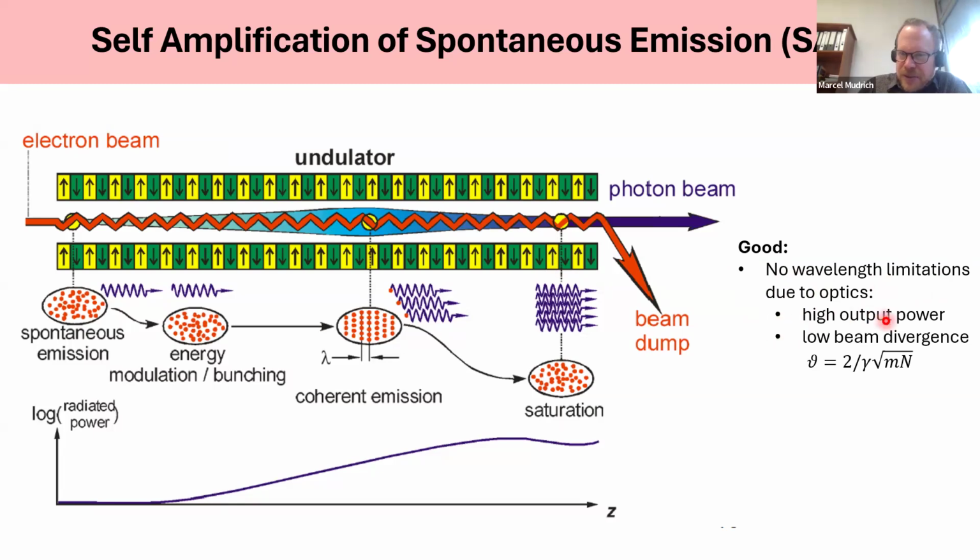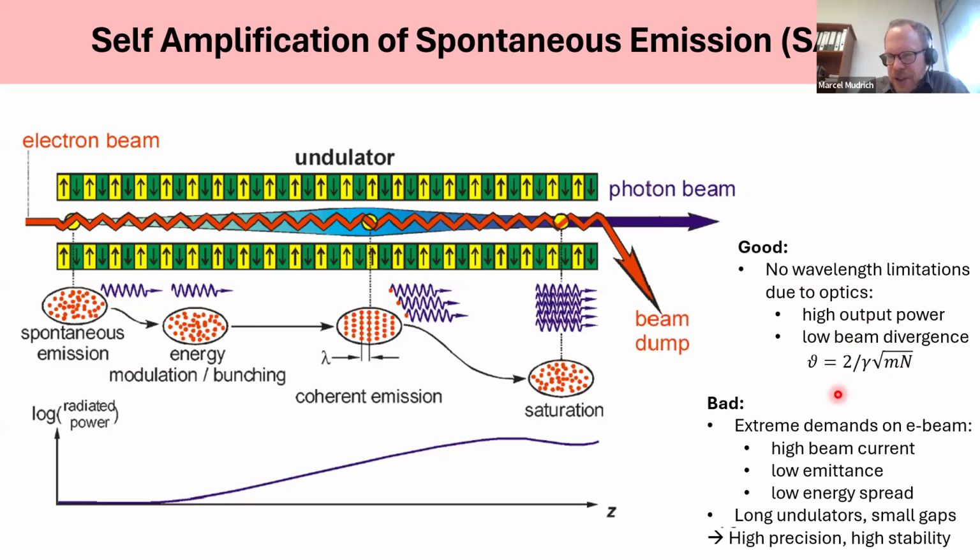We can generate very high output power. Since this emission is coherent, we get low beam divergence, but still the quality is not as good as if we had a resonator. Of course, an optical resonator helps to get very clean both spatial and spectral properties of the radiation. This is still radiation born out of spontaneous emission. But yeah, it's a low divergence beam.